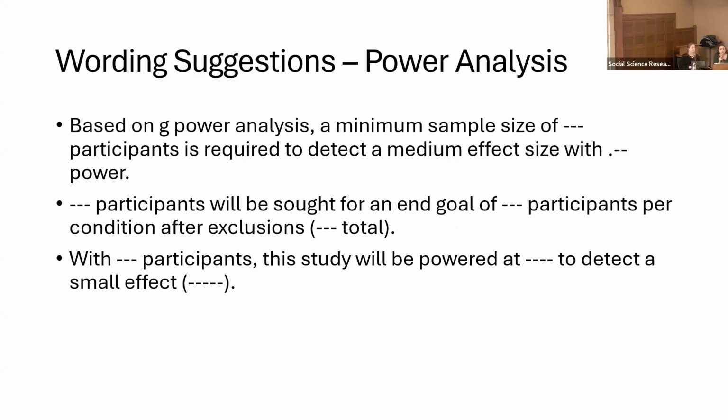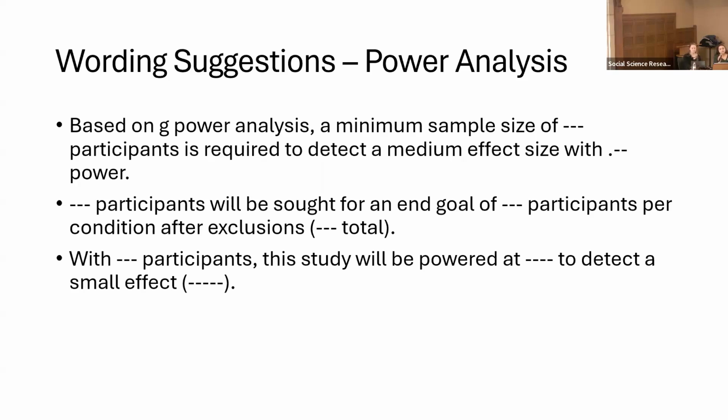So, wording suggestions. You might say something like, based on a G*Power analysis, and it is very common to list the software that you use to run the power analysis because they all use slightly different mechanisms. So, based on a G*Power analysis, a minimal sample size of blank participants is required to detect a medium effect size with blank power. I will also add that it's normal to say how you define a medium effect size, because again, that will change by test and it will also change by field. So you might say a minimum sample size of blank was required to detect a medium effect size (parentheses, what you mean by that) with blank power.